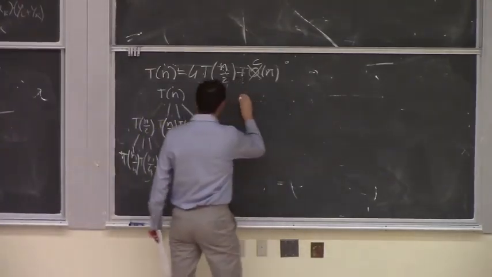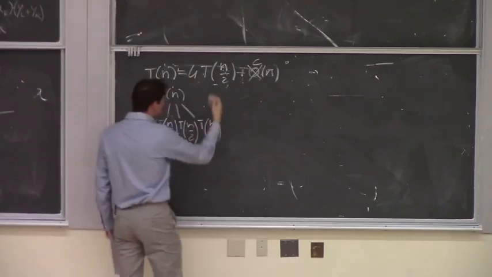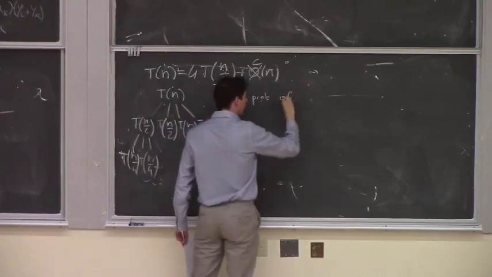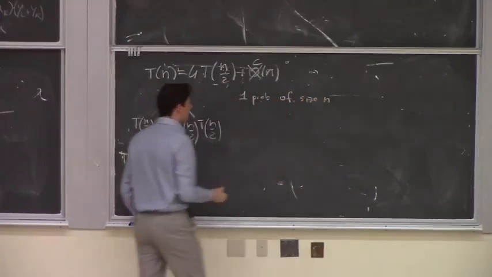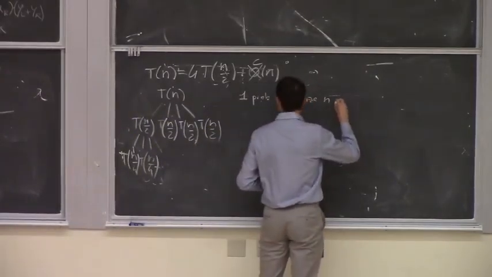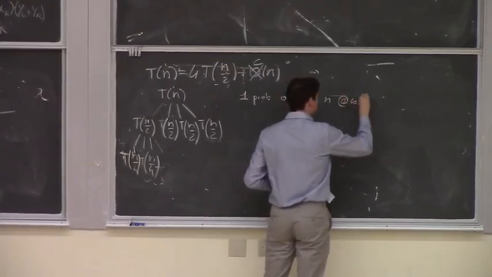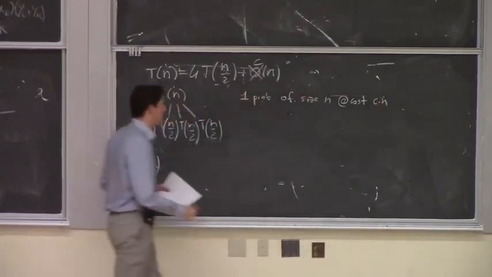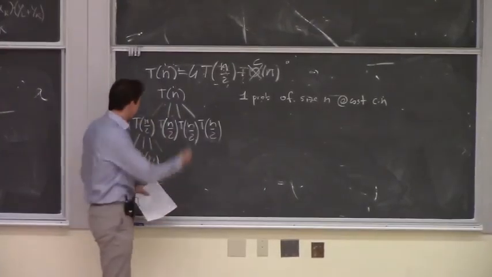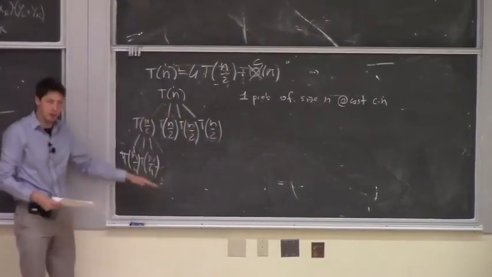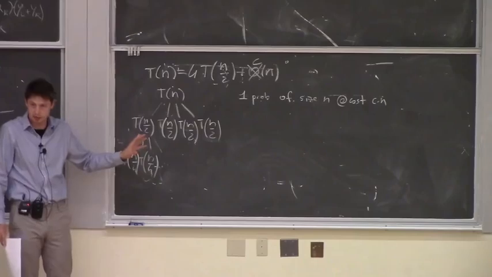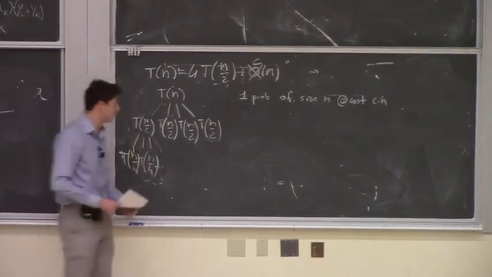So let's try to do some accounting here. At the very top, we have one problem of size n, so the cost at the very top is c times n. We have to combine these things, and we pay c times n once. But now we have to account for all the costs lower down in the tree. We're going to do this carefully, because later we'll have to do it in a general setting. It's easy to build intuition with a concrete example.